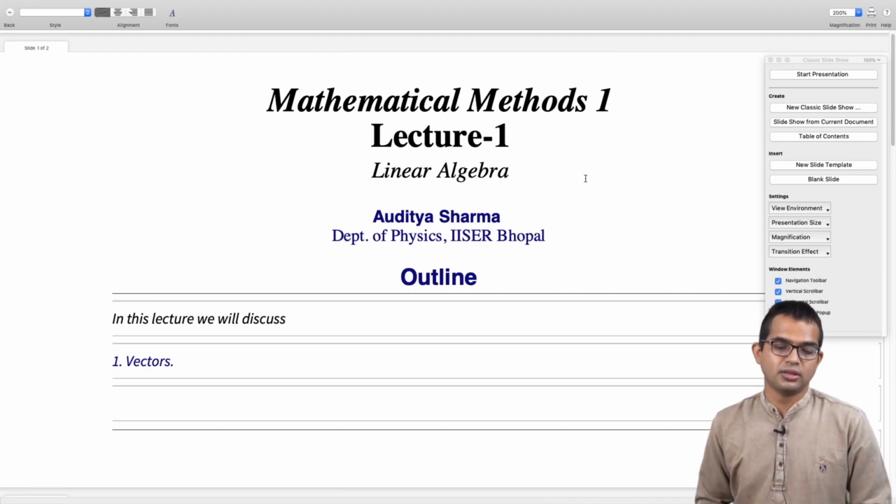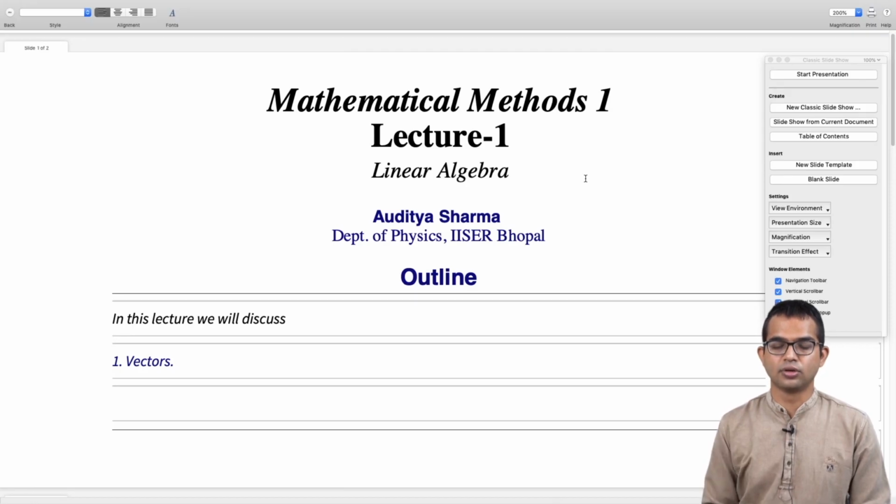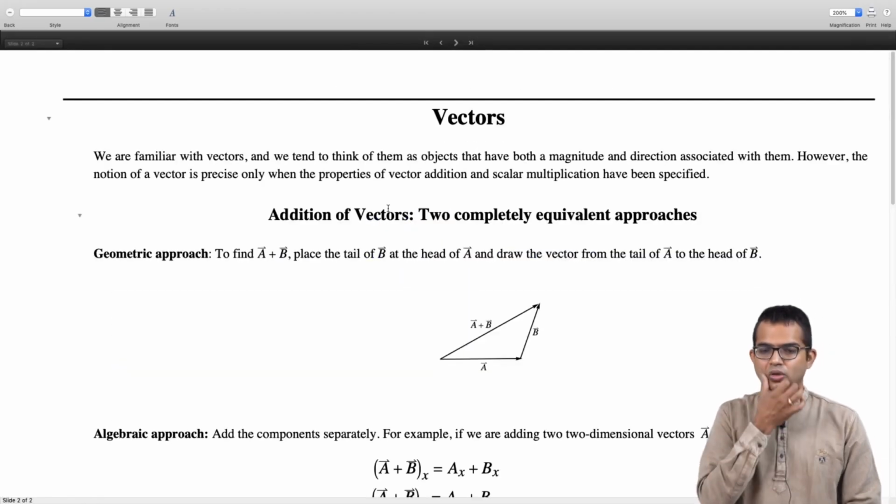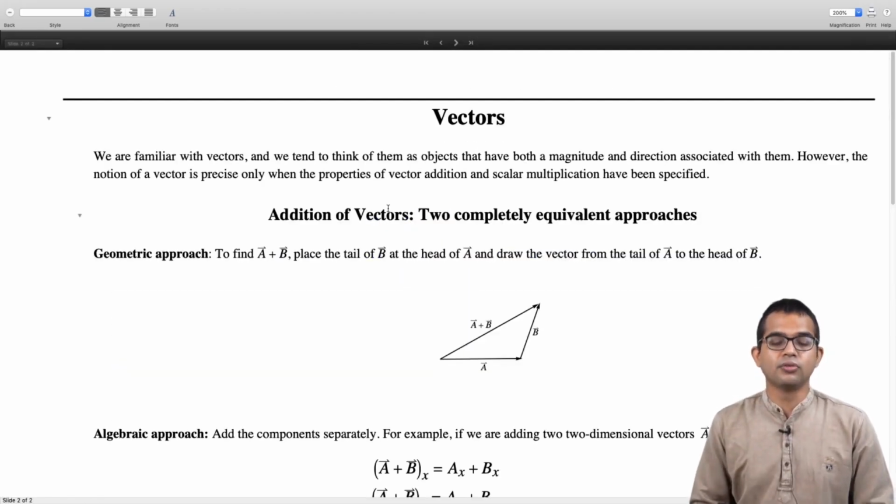So let's start with, I guess it's more in the nature of recall. Most of us should be familiar with vectors. So this lecture is about vectors that we are familiar with from high school. We tend to think of vectors as objects that have a magnitude and a direction associated with them.